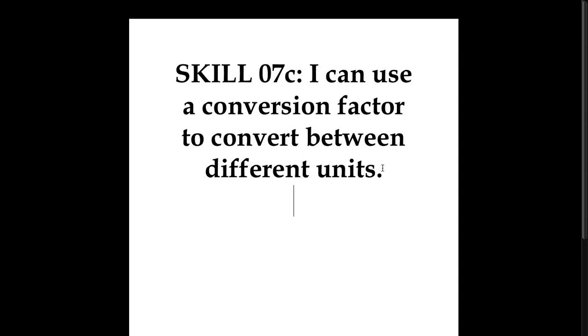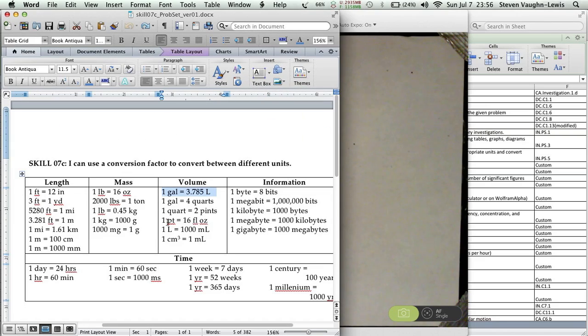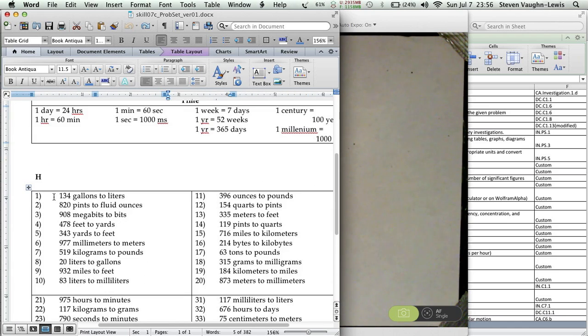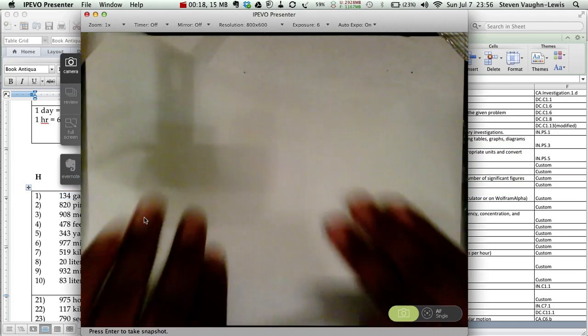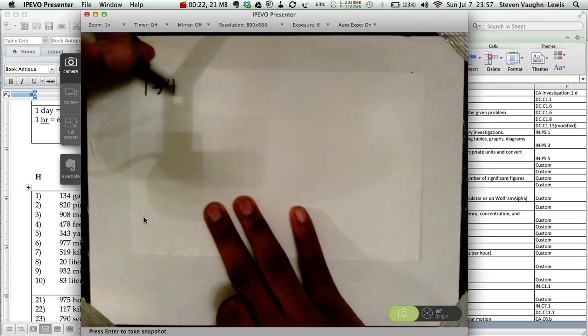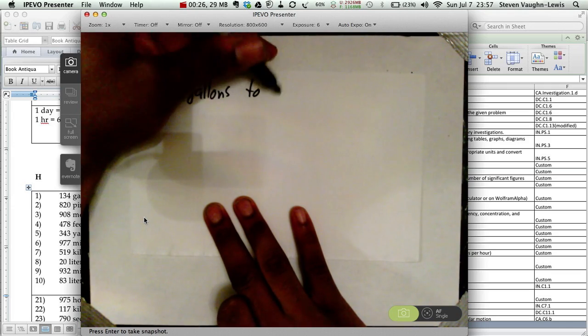Skill 7. I can use a conversion factor to convert between different units. This is the problem that we're going to do. We're going to do the first one, question number 1. 134 gallons to liters. So let's set that up.